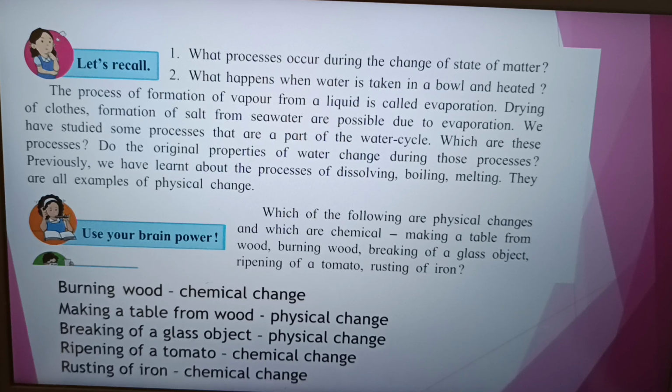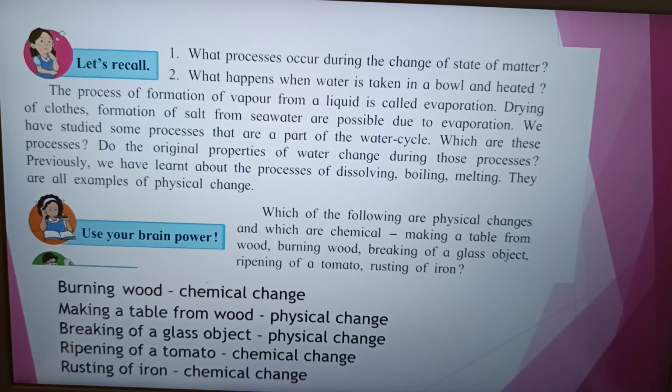Yes or no? What happens when water is taken in a bowl and heated? It will turn into vapors. The process of formation of vapor from liquid is called evaporation. When water is turned into gas form, it is called evaporation. It is changing into vapor form and flying and mixing in the air. Drying of clothes and formation of salt from seawater are possible due to evaporation.